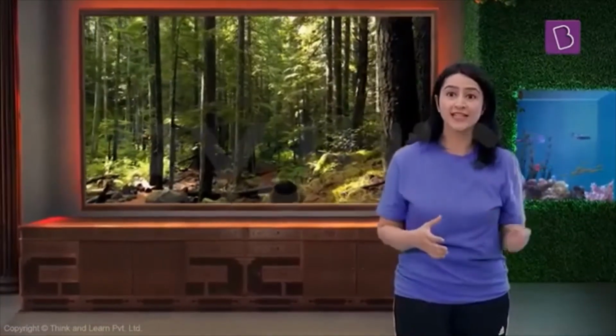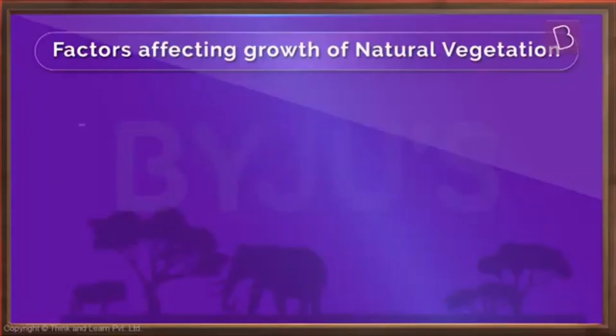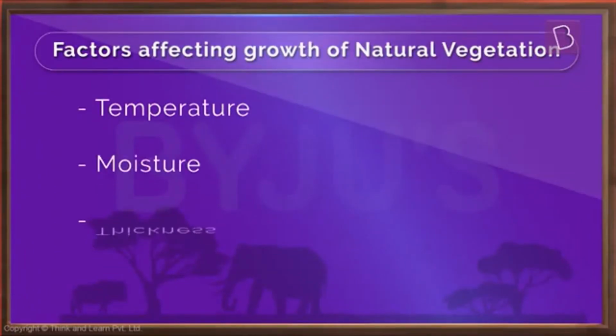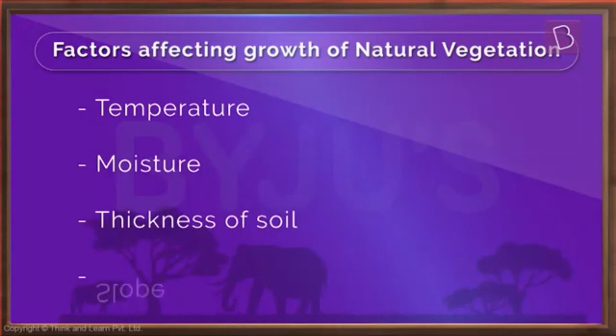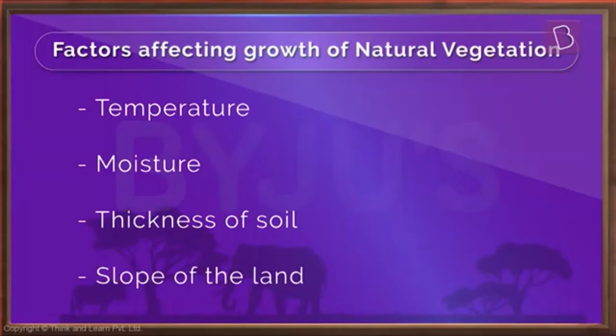Now you understand what natural vegetation is, don't you? But with no one to take care of it, how does the natural vegetation grow? Well, there are a lot of factors that affect the growth of natural vegetation. These factors are temperature, moisture, thickness of soil, and slope of the land. But out of all these factors, temperature and moisture are the most important ones.